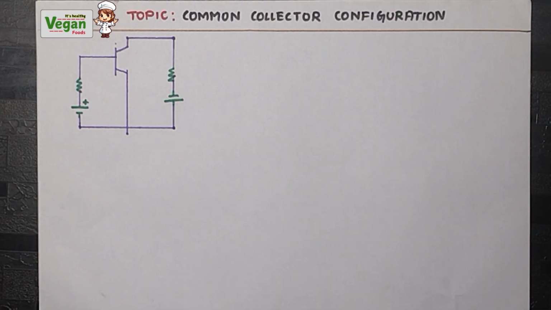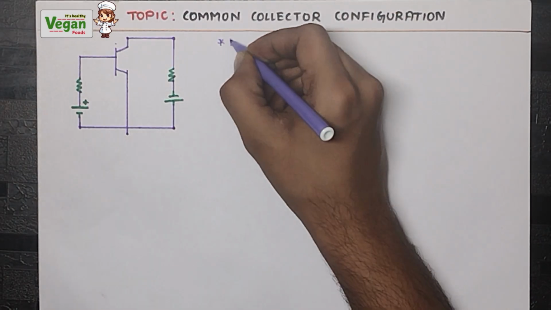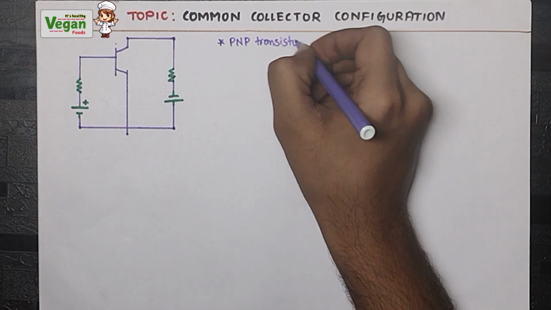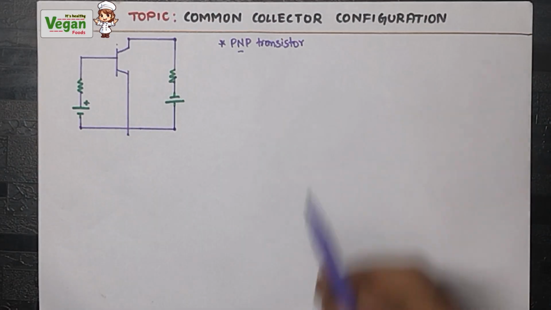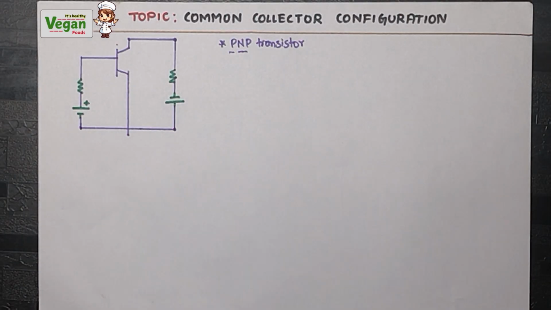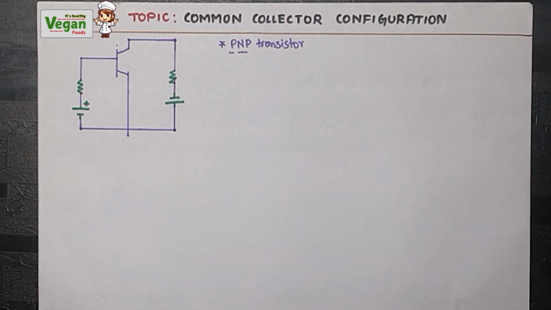In the common collector configuration, we will also be using the PNP transistor itself. What is a PNP transistor? One N-type semiconductor is doped in between two P-type semiconductors. The N-type semiconductor will have pentavalent impurities and the P-type semiconductors will have trivalent impurities. An example of a trivalent impurity is aluminum, and for the N-type, that is pentavalent, an example will be arsenic, gallium arsenide, like that.